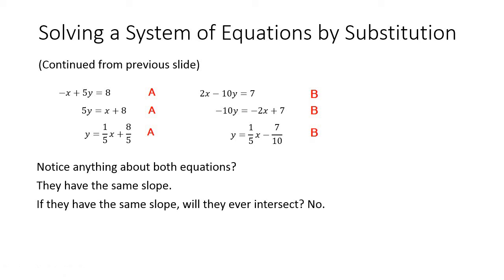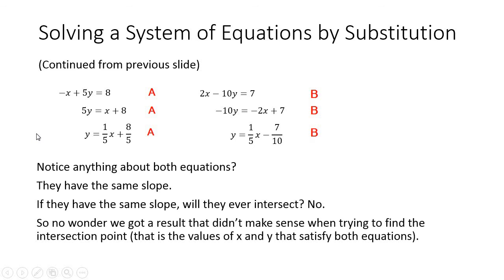If they have the same slope, will they ever intersect? Well, no. Specifically, if they have different y-intercepts and the same slope, those lines are parallel, and they will never intersect. So no wonder we got a result that didn't make sense when trying to find the intersection point.